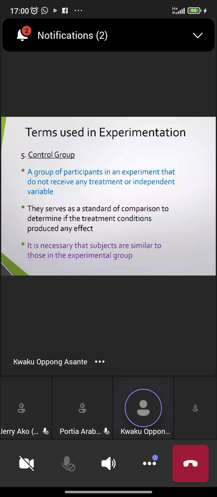So those who take in alcohol and those who didn't take in alcohol: what will be the rate of accidents at the end of the month? We'll compare. And we assume that those who don't take alcohol will have a lesser rate of accidents than those who take.